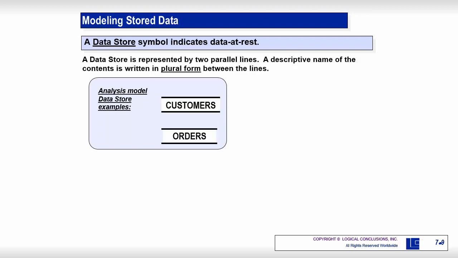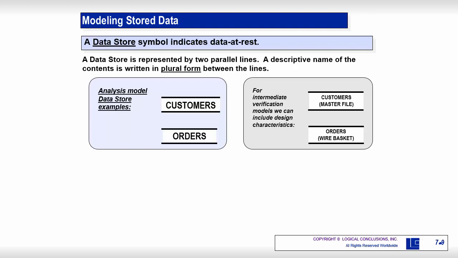That makes a difference when we get to definitions in the data dictionary section. I've shown a customer store and an order store in the example on the left of this slide. Stores usually contain repetitions of a data element or data elements. However, there's nothing wrong with storing one set of data elements, such as an organization's incorporation record. For intermediate analysis models, we can include design characteristics, such as in the example on the right side of this slide, where the customer store is currently known as the master file, and the orders file uses a wire basket.